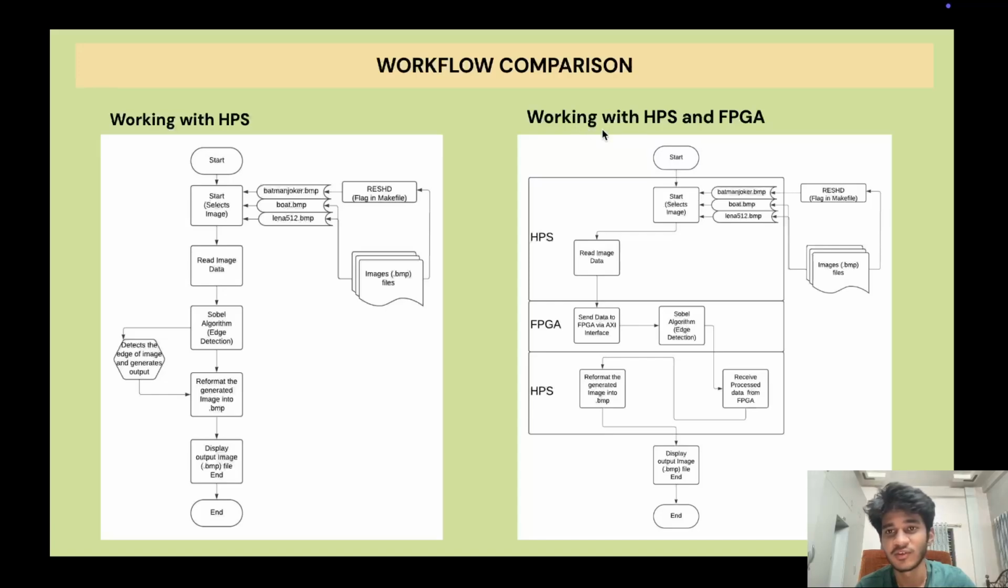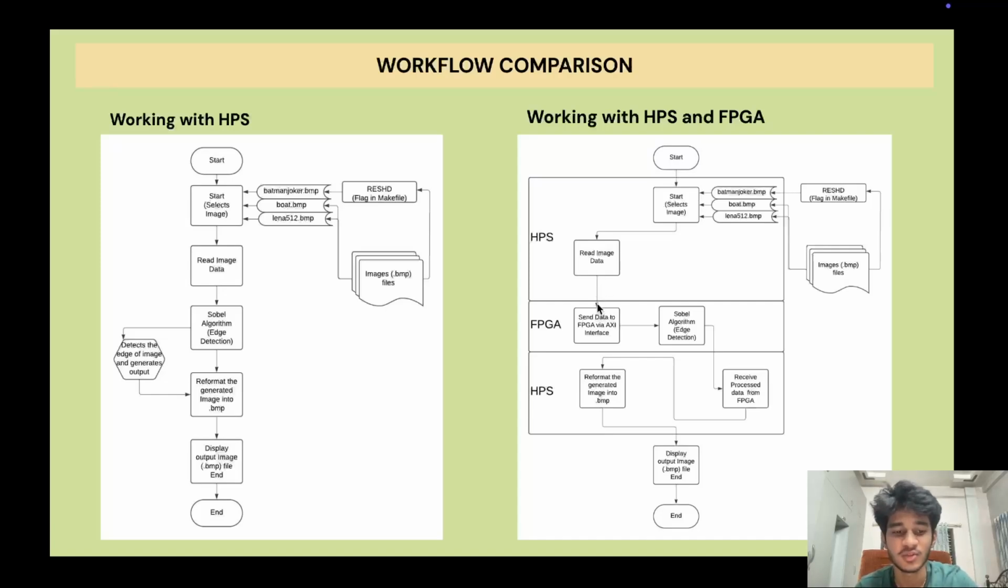So this is how it's different from the HPS plus FPGA implementation. We start with the image, and like in the previous one, we have the same makefile wherein we select which file we should be working on. Once that is done, the pixel data is read in the HPS. Once the pixel data is read, it is going to send the data via an AXI interface to one of the on chip memories.